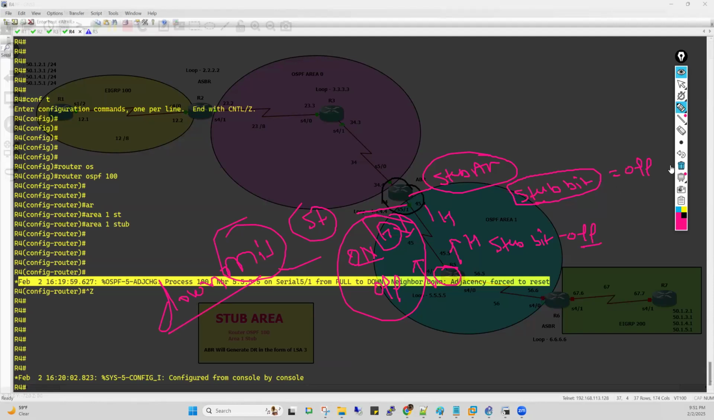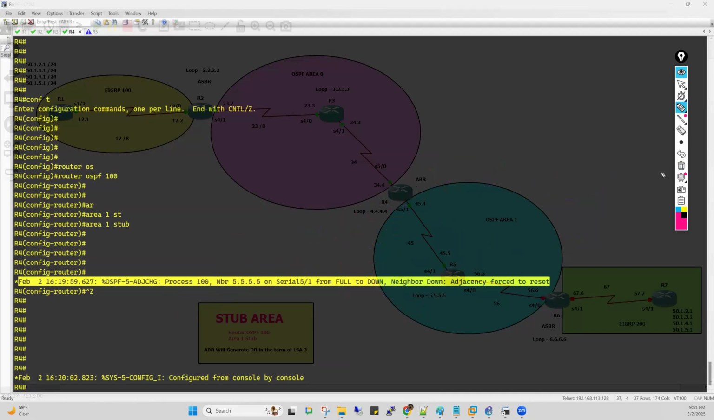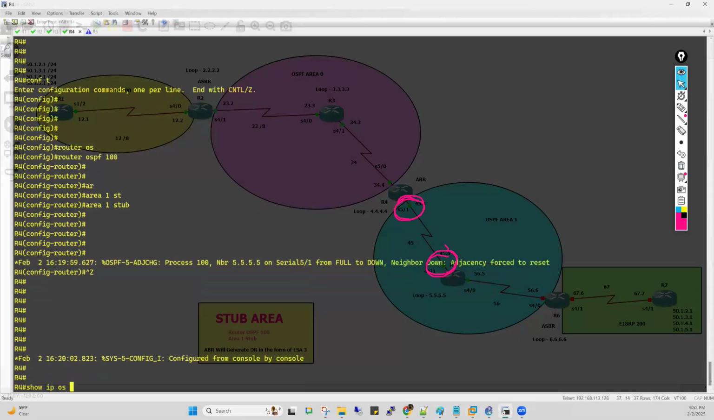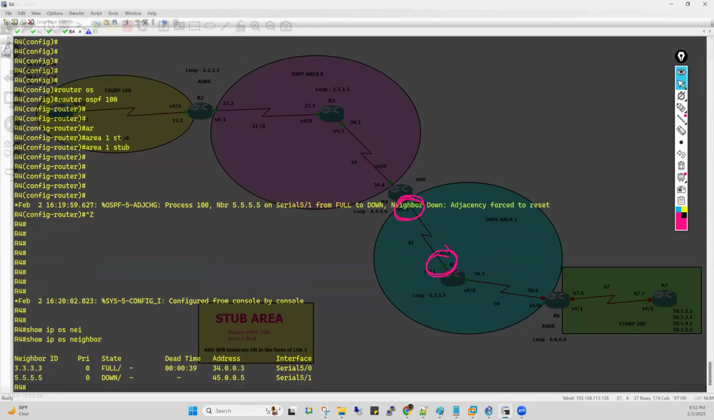So please remember, this is also a neighborship criterion in OSPF. If you configure the stub area here, you must also configure it here. Then both routers will establish the neighborship. Otherwise, the neighborship will go down. Clear, everyone? So show IP OSPF neighbor. See, there is a neighborship down with 5.5.5.5. Clear?